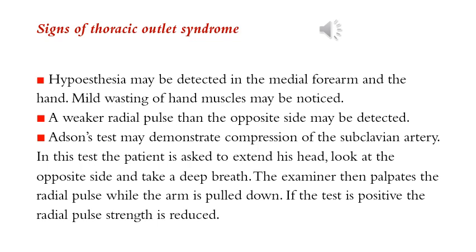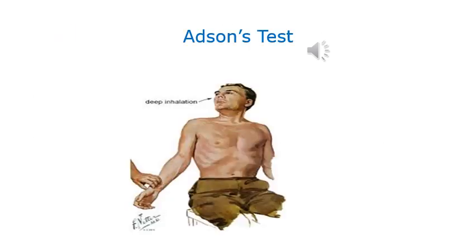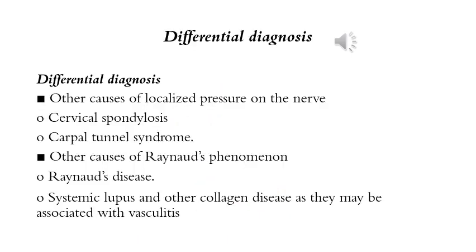The examiner then palpates the radial pulse بينما the arm of the patient is bent down. If the test is positive, the radial pulse strength is reduced. This figure shows the Adson test. Differential diagnosis of the thoracic outlet syndrome.